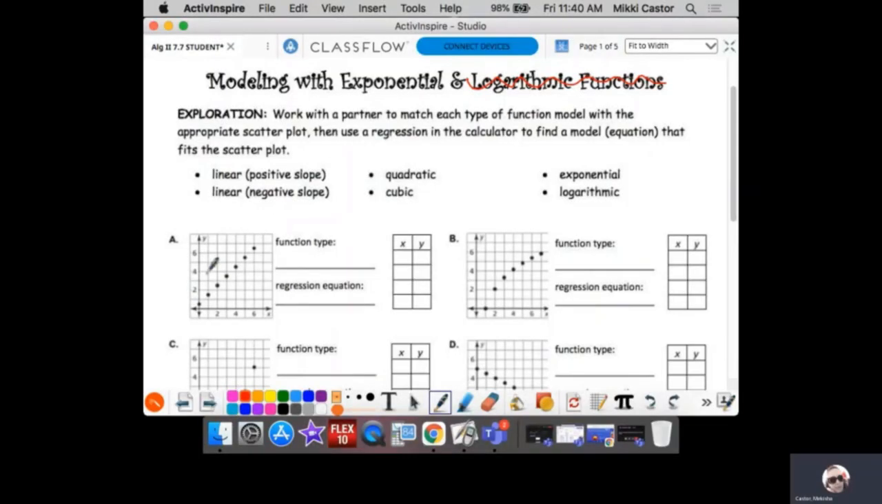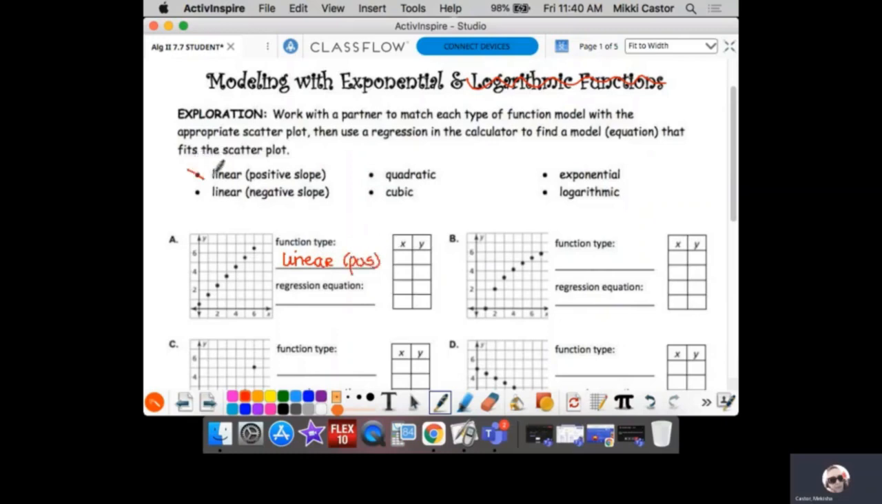This one. Linear positive. How'd you figure? How do you know this is linear though? It's a straight line going up. It's an exact straight line. Now how do you know it's positive? Because it's going up as we move from left to right. Okay, good. So this one is linear positive. Cool. All right, keep matching.